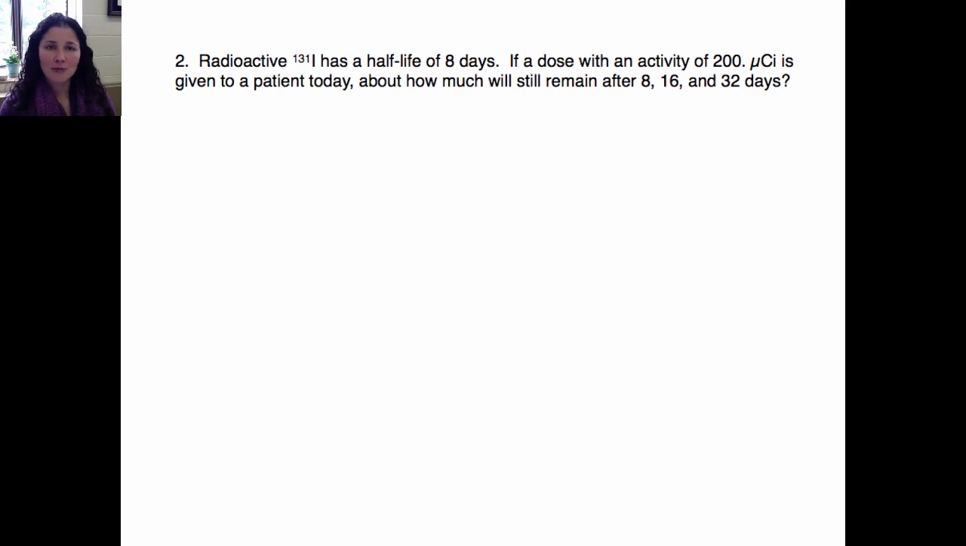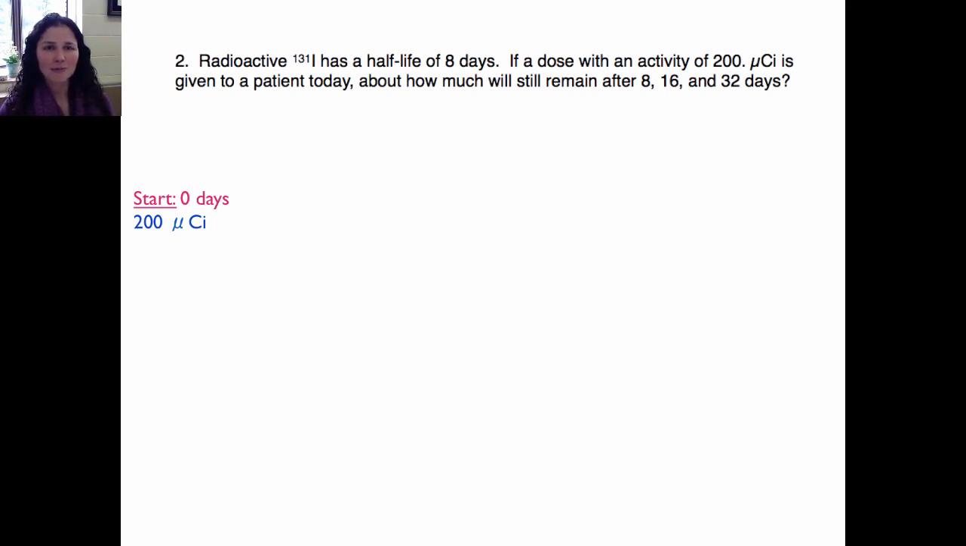This question gives you the half-life of iodine-131 and a dose with an activity of 200 microcuries. And they ask you how much would remain after 8, 16, and 32 days. One way to solve this problem is using a formula for half-life. But there is a conceptual way that will allow you to solve this problem without having to memorize anything. If you know that you start with 200 microcuries, then write that down. You're starting at 200 microcuries, and this is at time 0 or 0 days.